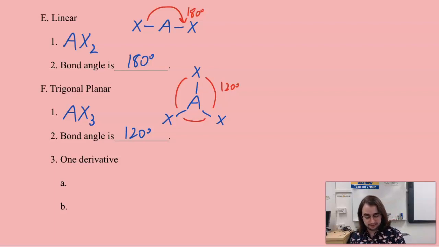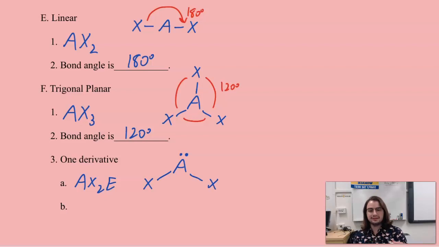Okay, the first derivative that we're going to see is AX2E. So whenever we see a derivative, all we have to think about is how, instead of putting an element on the central atom, we are replacing one of those elements with a lone pair. So if you look at the base electron geometry, which is trigonal planar, instead of putting an element on the top, I'm going to put a lone pair on the top. That's all. And now I'm going to continue to put X's.